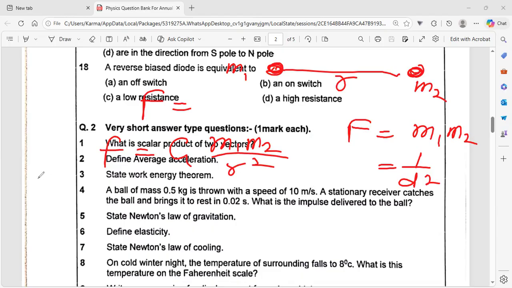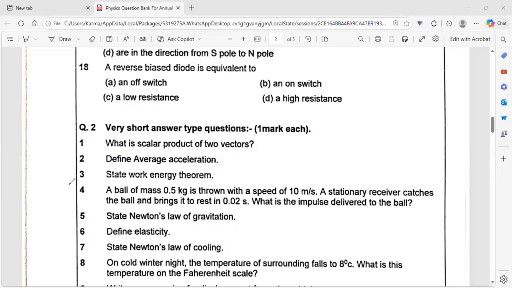Define elasticity. The property of an object by which, if an external force is applied on the object, it changes shape momentarily. But as the external force is removed, an internal restoring force is set up and it will regain its shape again. So the ability of an object to regain its shape, we say, is called elasticity.